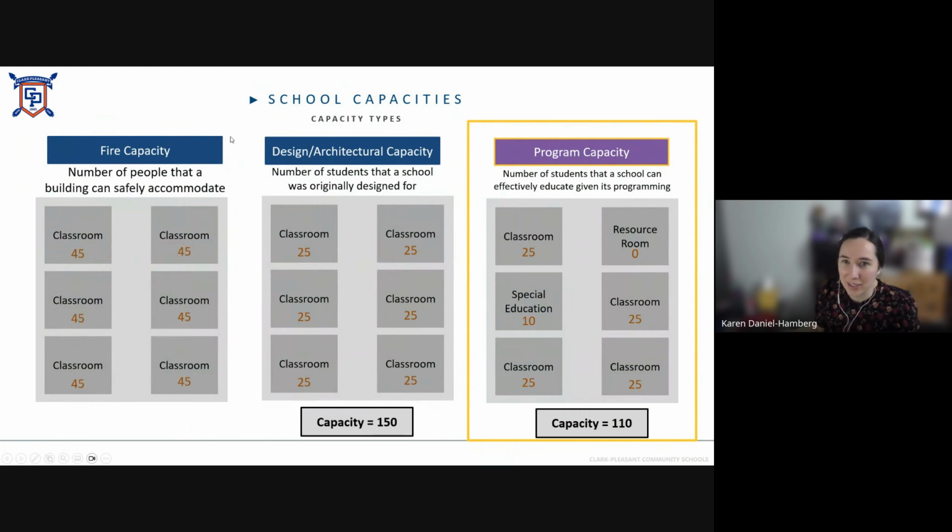These are usually very high numbers. This is really the number of people you can safely stuff into a room. We would never fill a school with this many students per classroom.